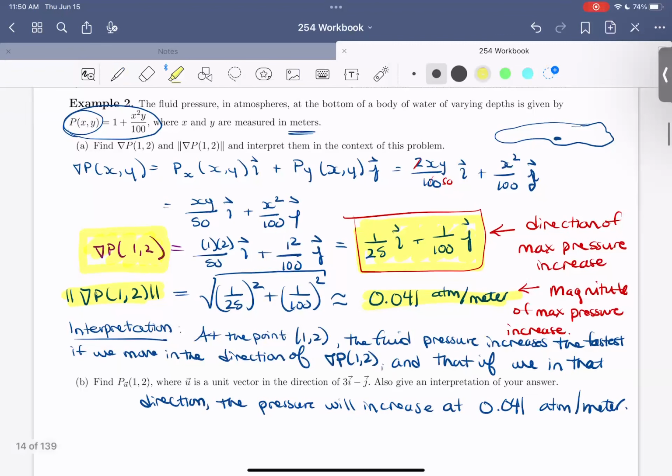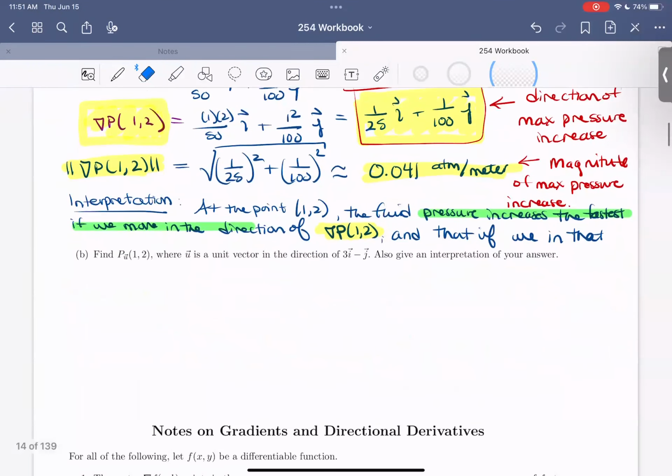Okay, so I really encourage you to pause the video at this point and reflect on these two interpretations: the gradient as the direction of pressure increasing the fastest, and the length of the gradient as how much the pressure will increase if we move in that direction. All right, and when you're ready, we'll continue the video and look at part B.